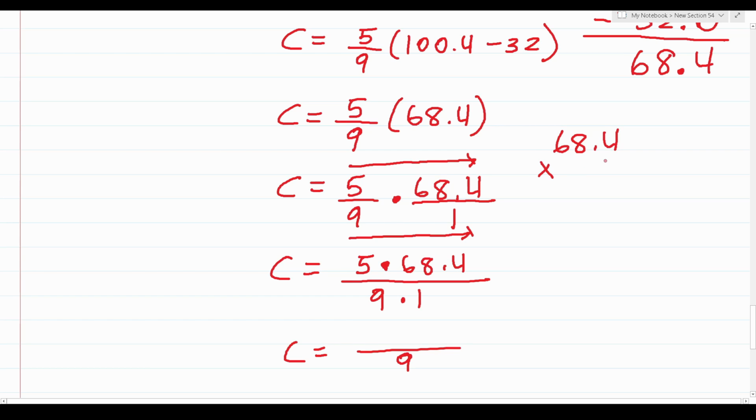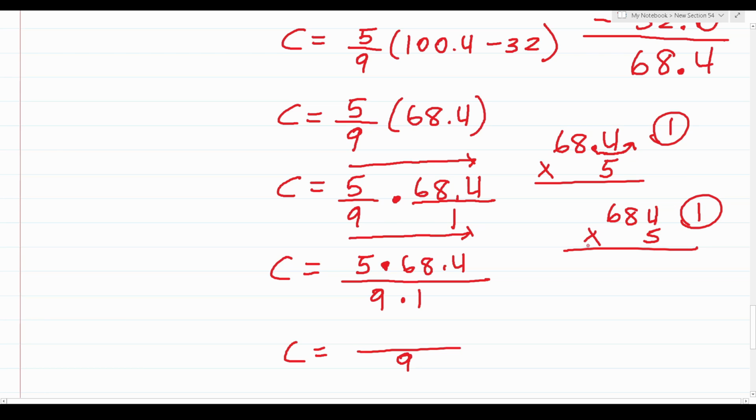68.4 times 5. All right, so we're multiplying a decimal by a whole number. And if you watched my video on decimals, which I strongly encourage you to do, you'd realize that in order to make this math a little bit easier, we're going to shift this decimal place one time to the right such that this becomes 684 times 5 with no decimals. And once we work that out, we'll shift that decimal place one time back to the left.